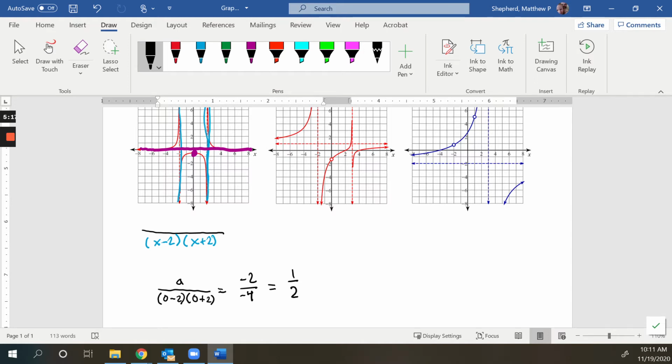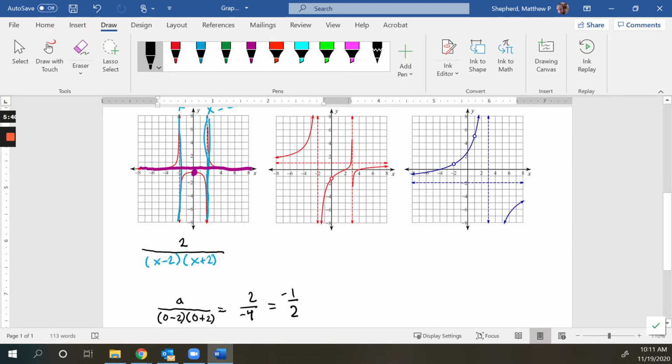We need it to be -1/2. So we don't want that 2 to be negative. We just want a 2/4. So it's -1/2. So we need the a, the number on top, to be a 2. Okay? And now we have the equation that's going to create that graph.